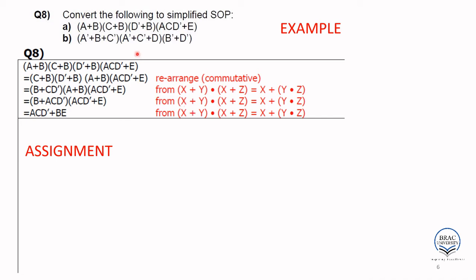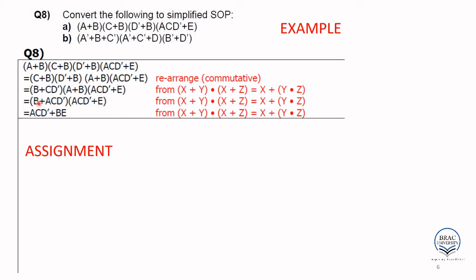Now it looks like you are going from POS to SOP. So this is your POS, and you are going from this side to this side, x plus yz. If you consider this, then b is your x. So x plus y, x plus z, then b plus cd prime, b plus cd prime, and again b plus cd prime, a plus b, a cd prime plus e.